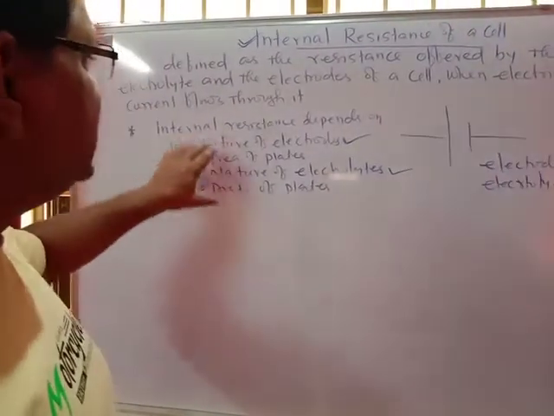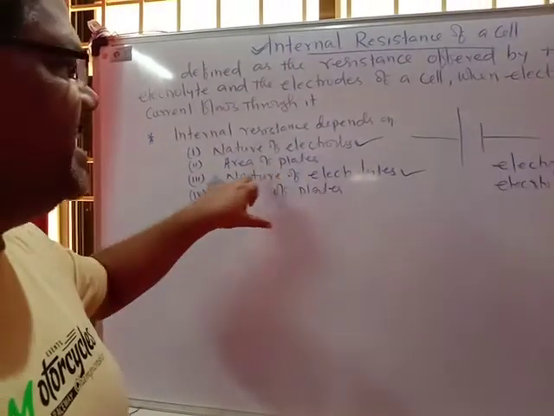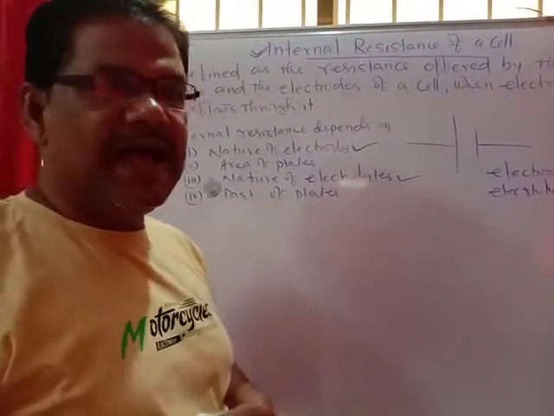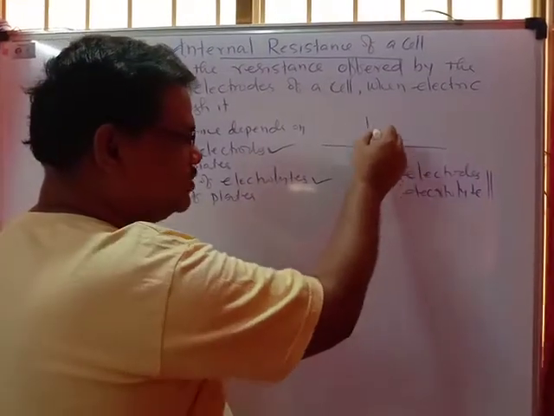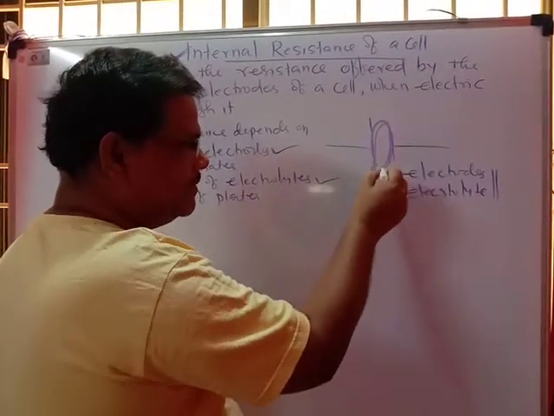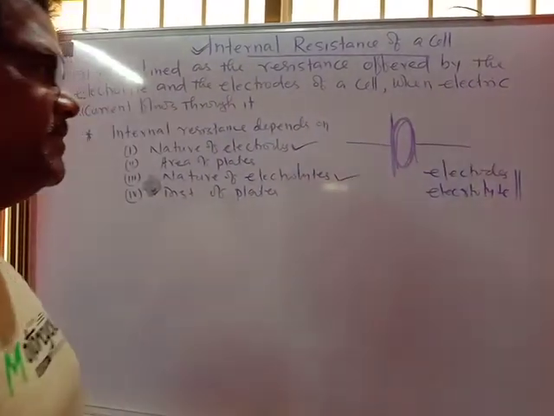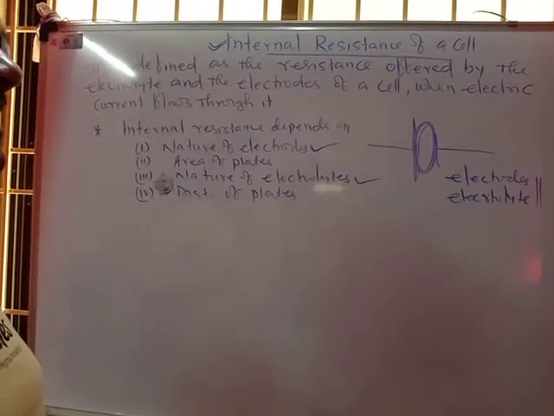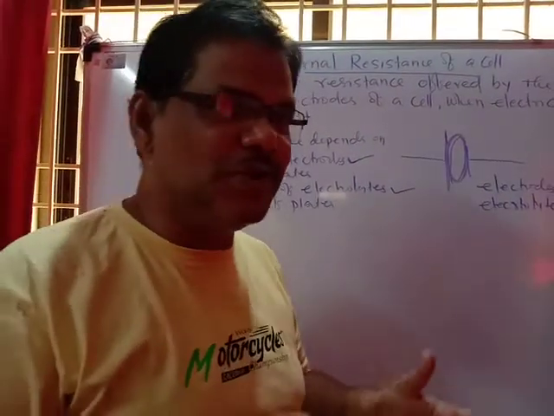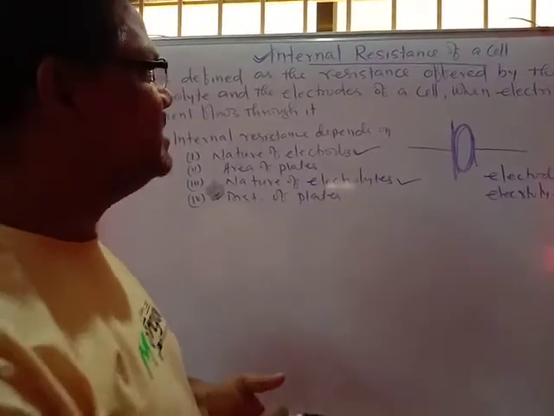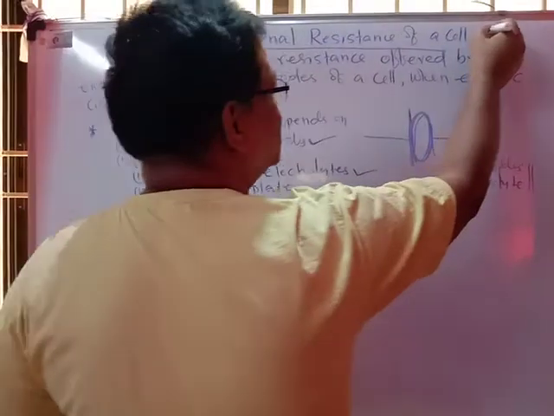So the internal resistance of a cell depends upon these four: the nature of the electrodes, area of the plates, nature of the electrolytes, and distance of the plates. And in between that, the resistance which we will find inside the cell, that is the internal resistance of the cell. If the internal resistance is maintained inside the cell, automatically one potential difference also will be maintained inside the cell.